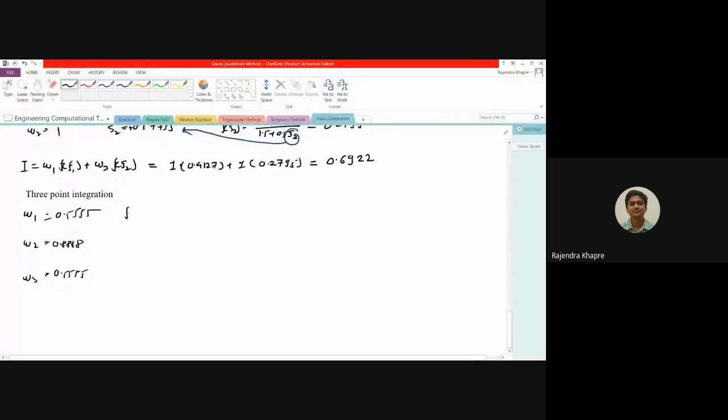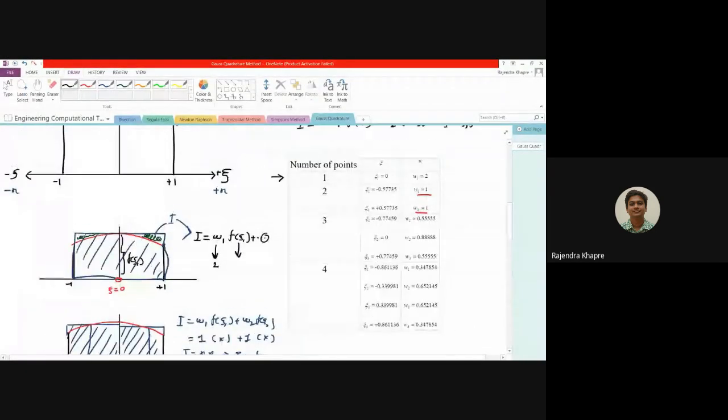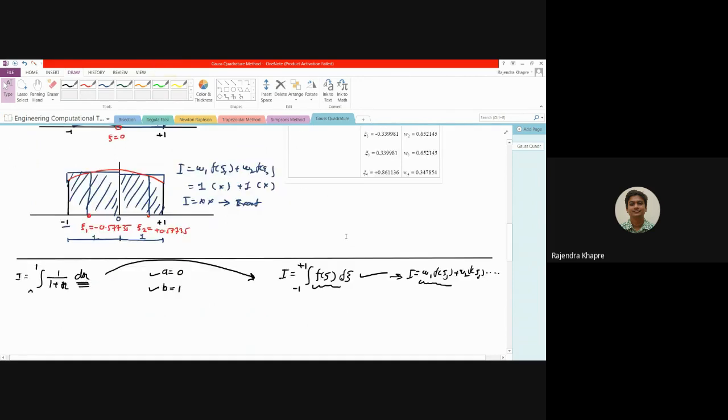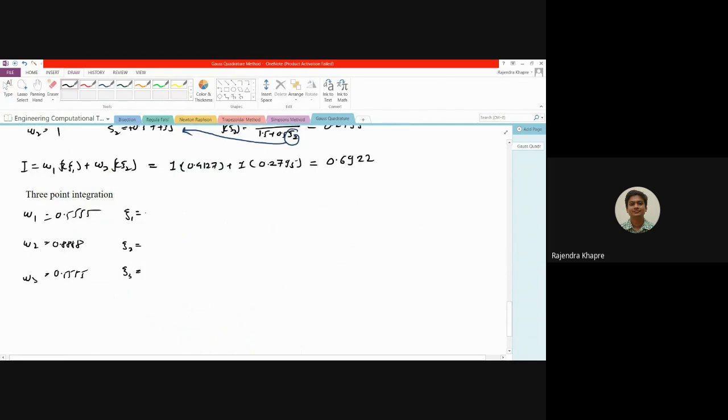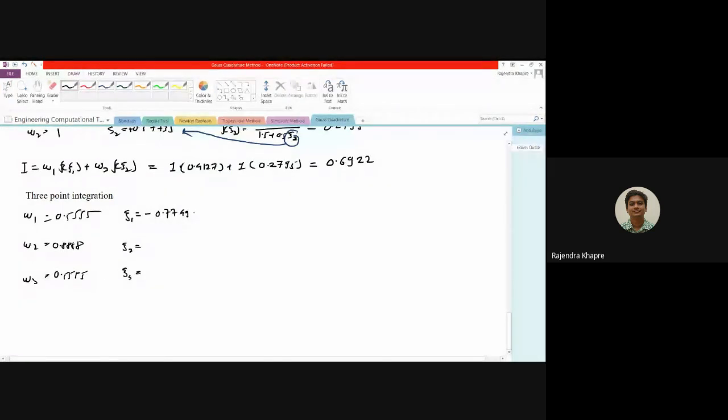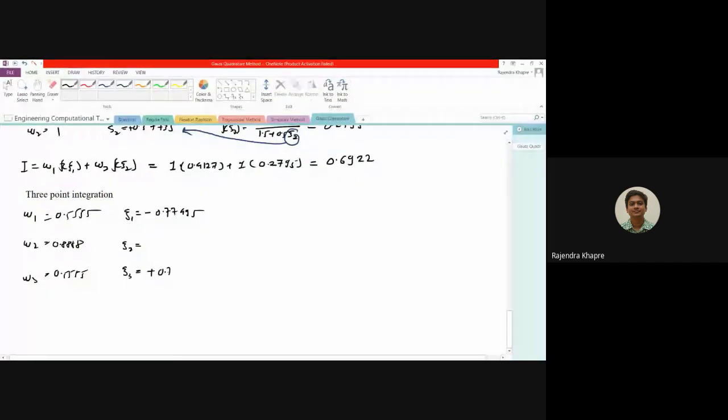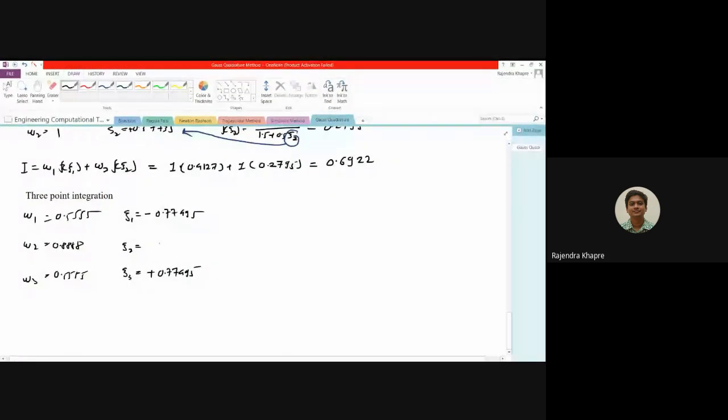Now you have xi1, xi2 and xi3. Remember, when you are using an odd number of points, xi1 and xi3 remain exactly the same, only one is negative and one is positive, and the middle one will always be 0. So the xi1 value is negative 0.77495, the other one is positive 0.77495, and the middle value will be 0.